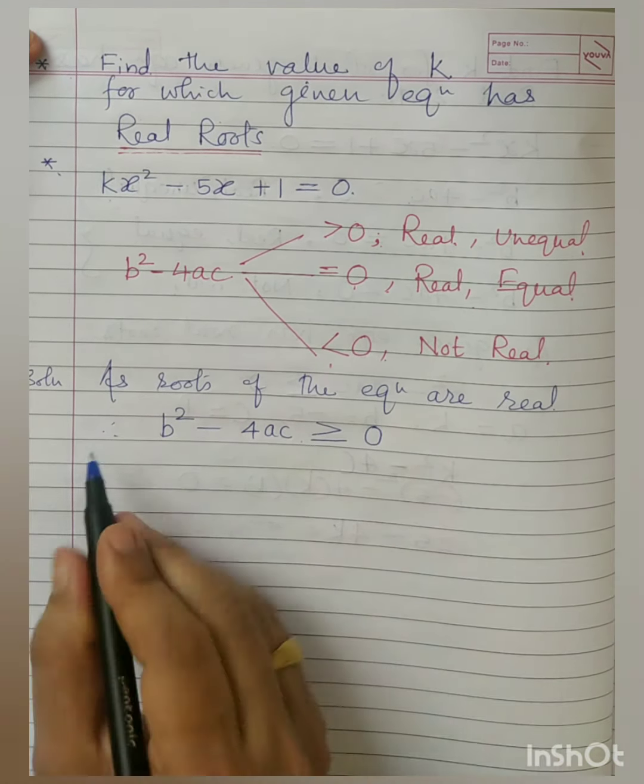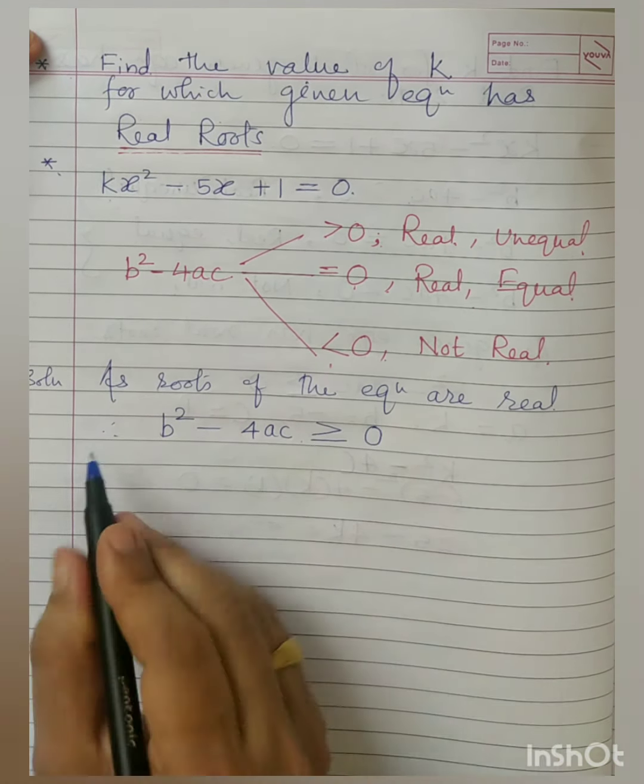Now find the values of a, b, c here. A is what? k. B is what? 5 or minus 5? Minus 5. C is equal to 1. So b square minus 4ac, which should be greater than or equal to 0, will be b square, what is that? (Minus 5) square minus 4 into a, that is k, into c, that is 1, greater than or equal to 0.